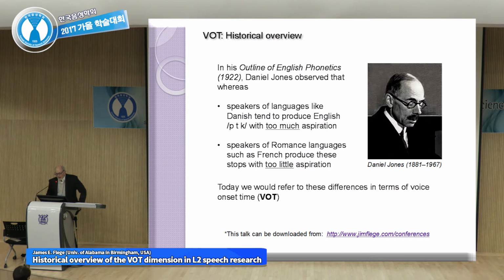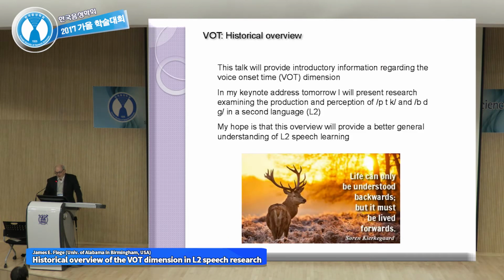In his famous outline of English phonetics, Daniel Jones, who can maybe be credited as the founder of modern phonetics, observed that whereas speakers of languages like Danish tend to produce English potoko with too much aspiration when they learn English as an L2, speakers of Romance languages like French or Italian produce these same English stops with too little aspiration. Today we would refer to these differences in terms of voice onset time. This talk will provide introductory information regarding the voice onset time dimension.